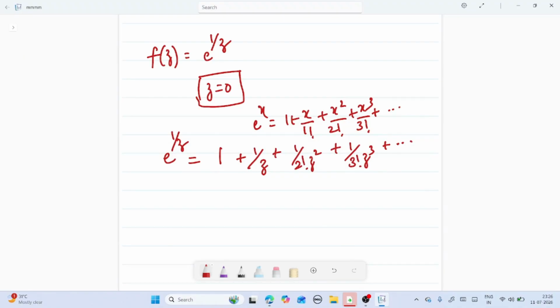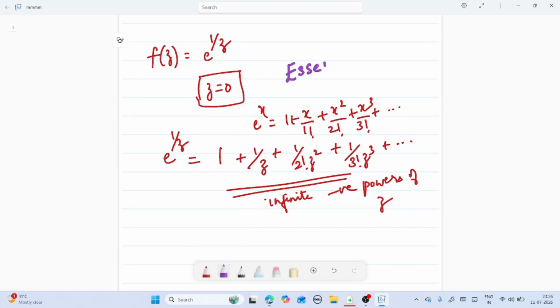Here I can see that there are infinite negative powers of z. Therefore, z equal to 0 is an essential singular point. Why? Because it is neither a pole nor a removable singular point. If it is a pole, it should have a finite number of negative powers of z, which is not true here. And if it is a removable singular point, it should have no negative powers of z. Both are not valid here.